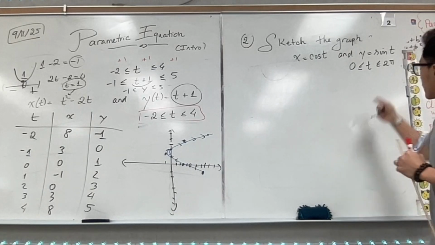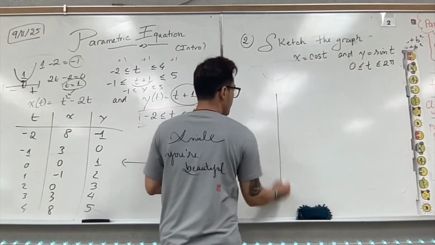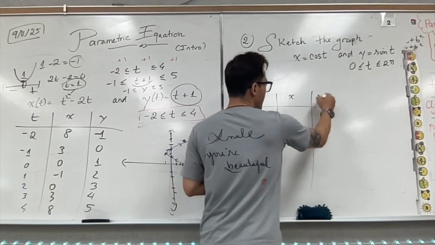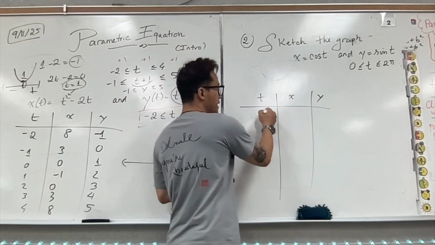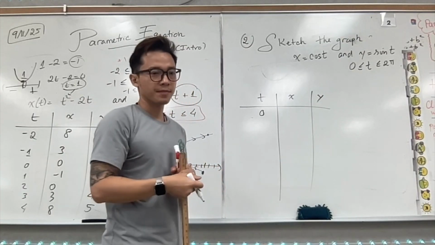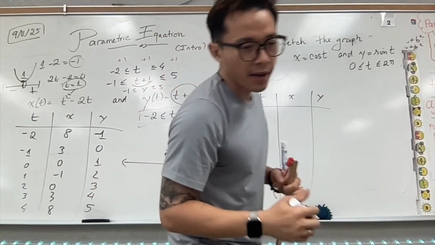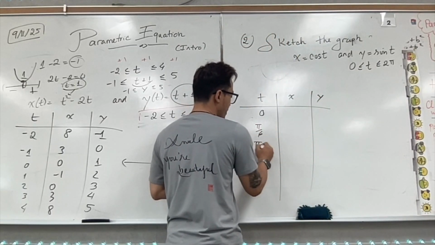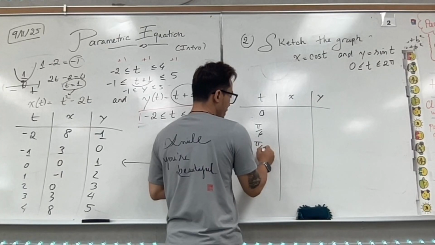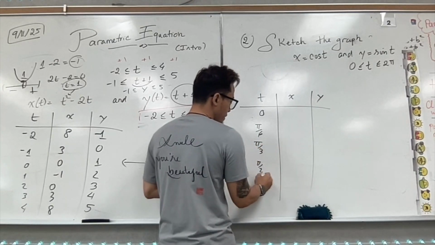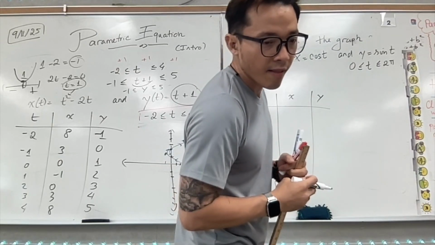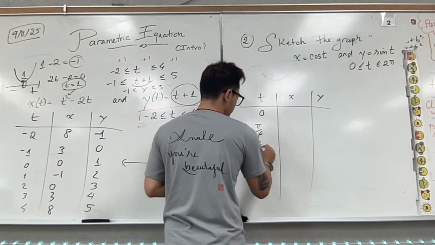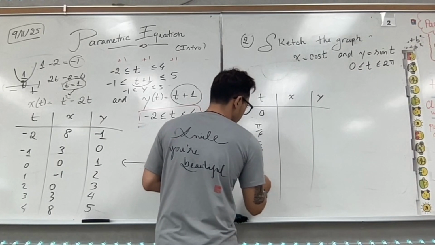Okay, so where's the number? 0 to 2 pi. Let's use beautiful numbers. Okay, t equal to 0. What is x? Let's use some beautiful numbers like 0, pi over 6, pi over 4, pi over 3, pi over 2, pi.